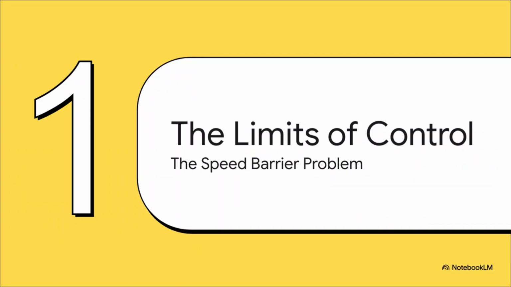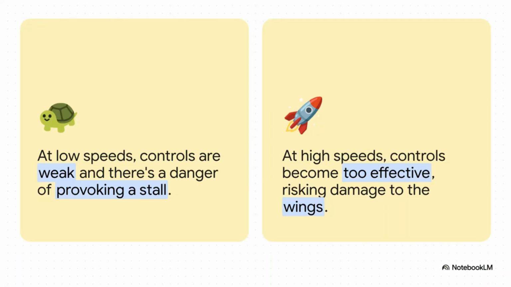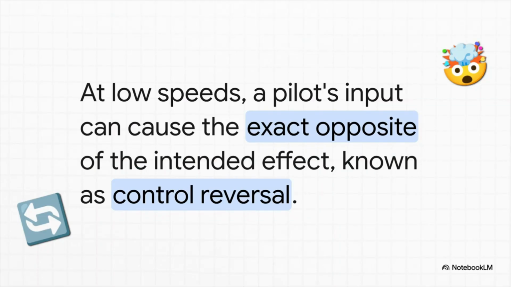And that brings us right to the heart of the matter, what we could call the speed barrier problem. It's this fundamental battle between what the pilot wants to do and what the laws of physics will actually allow at incredible speeds. You see, aeronautical engineers found themselves in this classic Goldilocks situation. At low speeds, say when you're coming in for a landing, the controls feel mushy, weak, and sluggish. But at high speeds, those exact same controls become super effective, almost too effective to the point of being dangerous. So the big challenge was, how do you design a system that feels just right no matter how fast you're going?